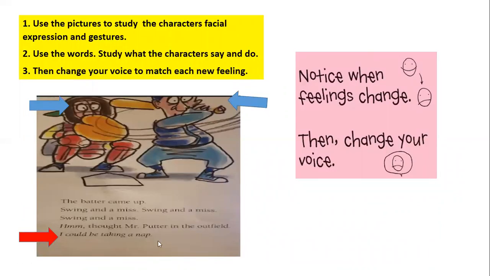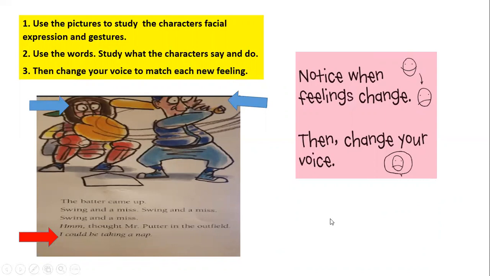The batter came up. Swing and a miss. Swing and a miss. Swing and a miss. Thought Mr. Potter in the outfield, I could be taking a nap.